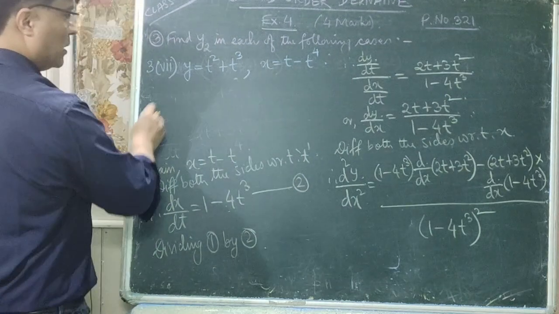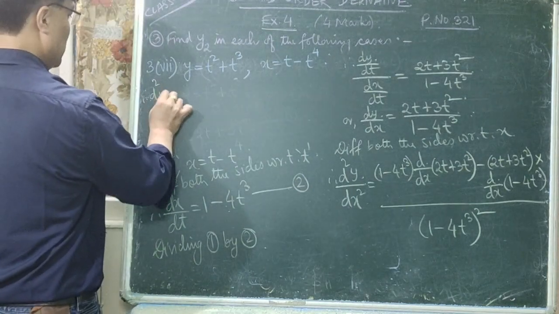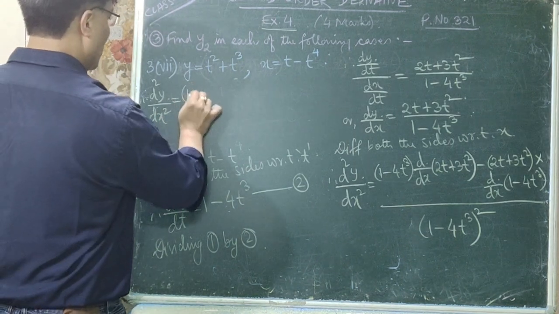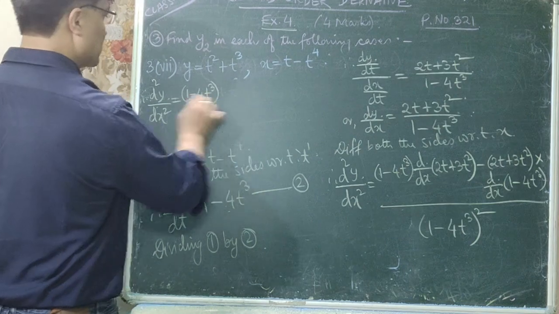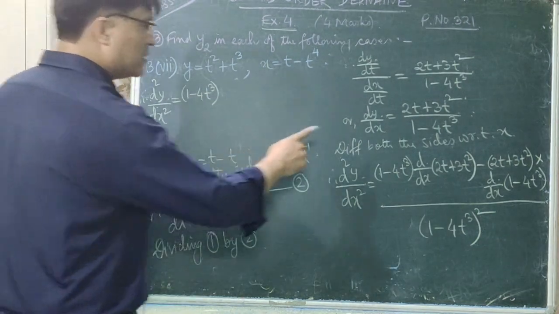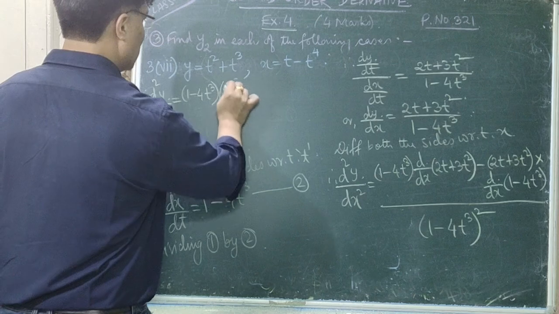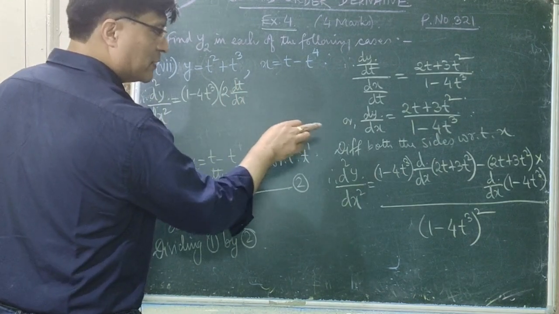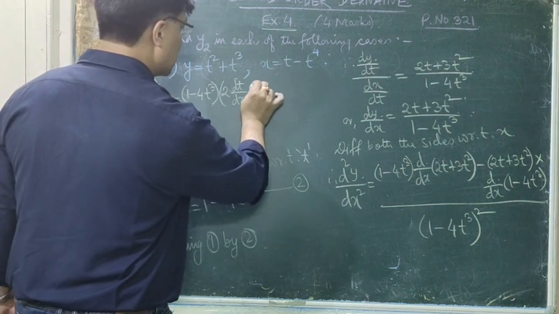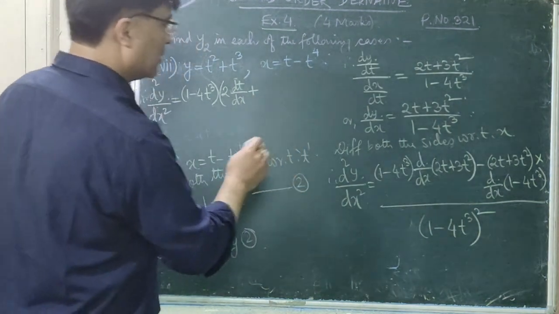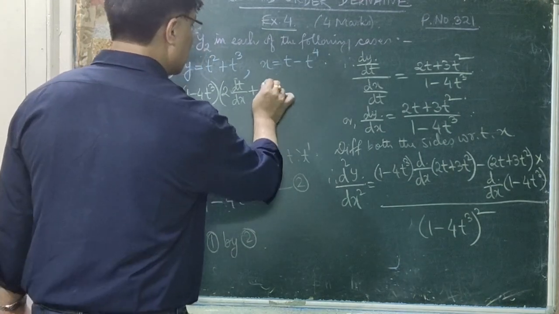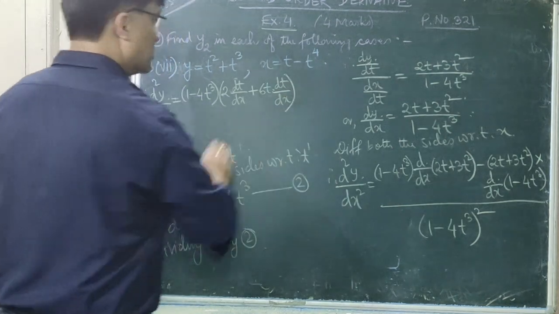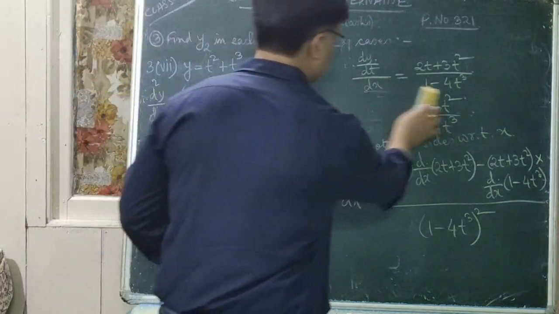Now, d square y by dx square is equal to 1 minus 4t cube kept as it is. Now differentiate d by dx of 2t. What is it? 2 into dt by dx, right? 2 is constant, t is differentiated with respect to x, so dt by dx. Plus next, 3t square: it will be 3 into 2t, that is 6t, so 6 into t into dt by dx. Is that clear?